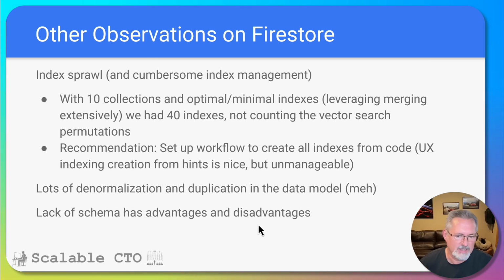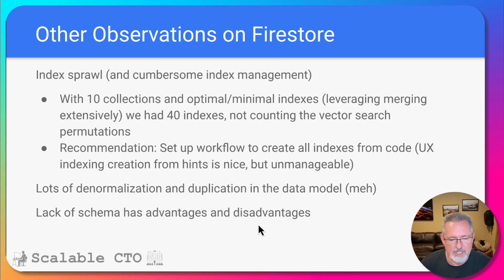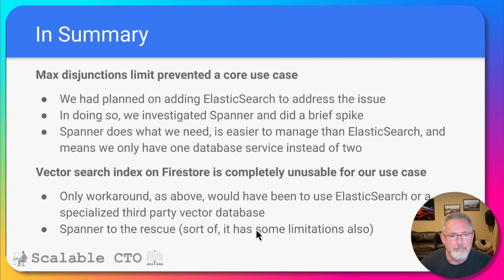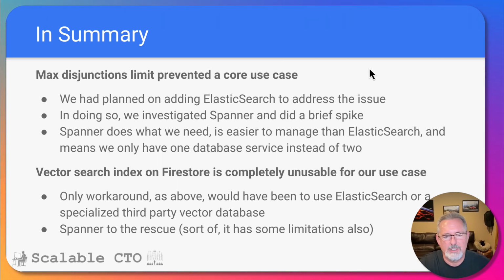So I sort of feel like for starting out, no schema is great. And then at some point, I'd just rather have schema. I'll say the max disjunctions was really the limiting factor, and the thing that caused us to think hard about switching. And we weren't originally going to switch.